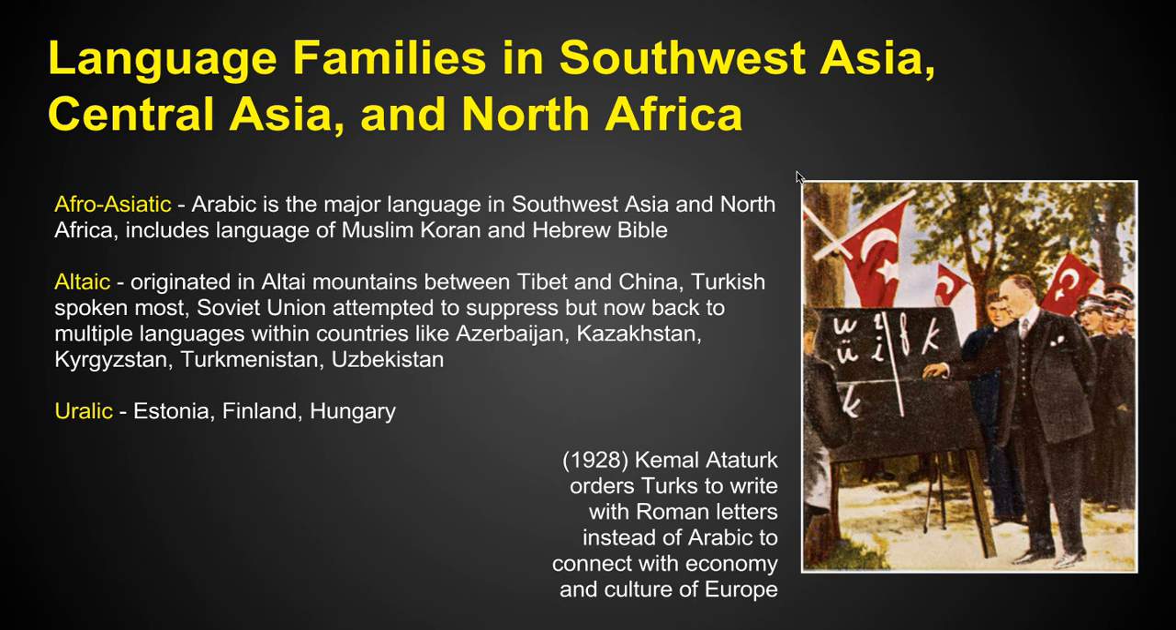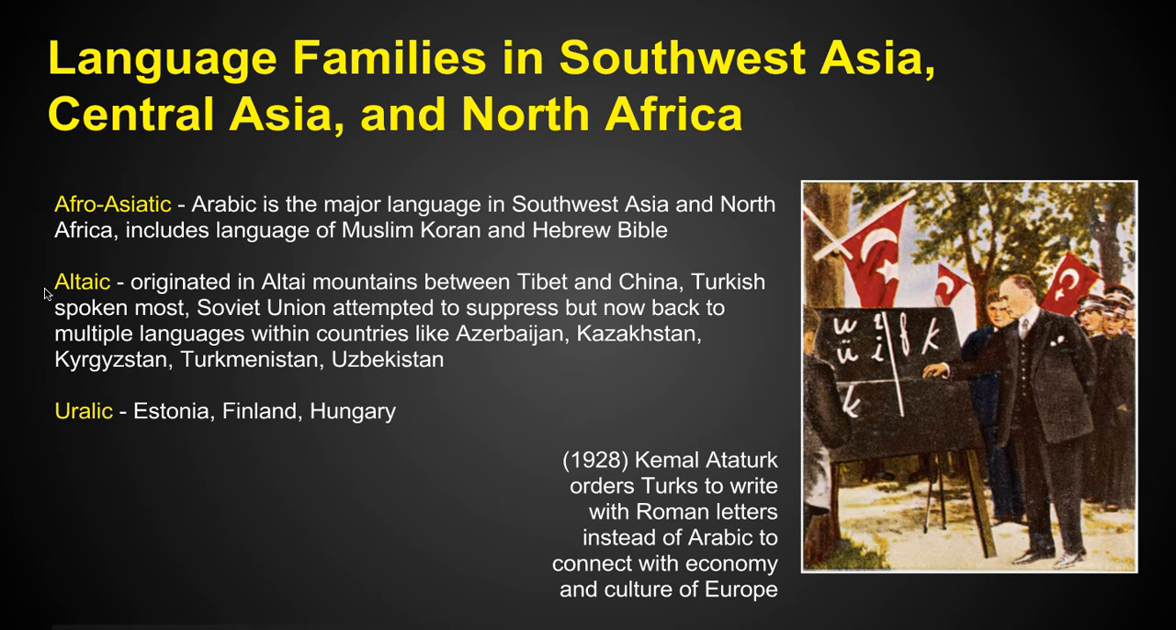Language families in Southwest Asia, Central Asia, and North Africa. We've got Afro-Asiatic. Arabic is the major language in Southwest Asia and North Africa. It includes the language of the Muslim Quran and the Hebrew Bible. You think about this area is in the cradle of civilization where we all developed from, so it's only natural that the ancient texts might come from a similar language family.